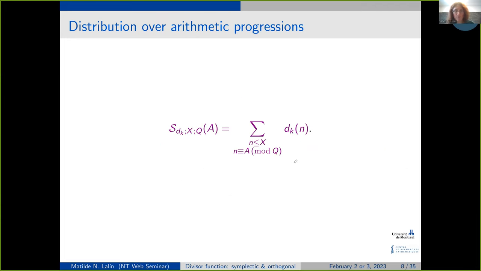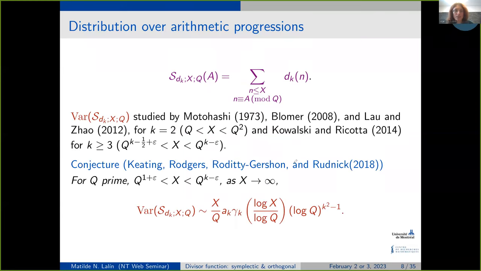Now, let me talk about the other problem. So the other typical problem that one may consider when talking about this k divisor function has to do with the sum over arithmetic progressions. And in this context, again, there are various results.